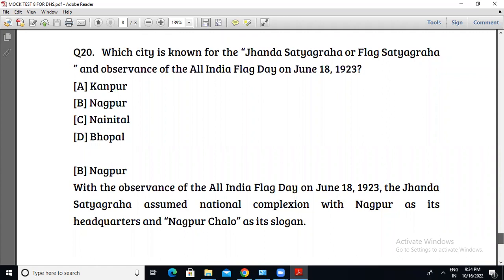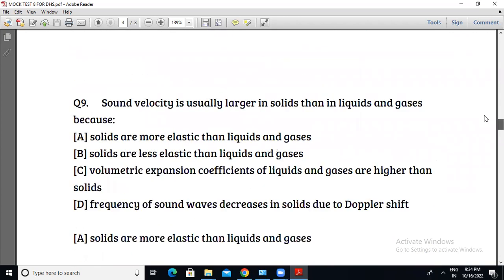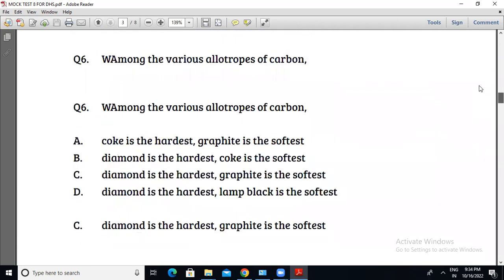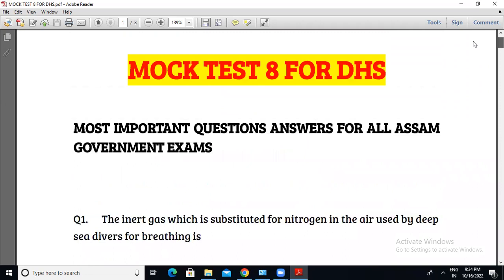So these are the questions for this mock test 8 of the upcoming examination. মনত ৰাখিব, এই questions খিনি আমাৰ অসমৰ বা ভাৰতৰ যিখিনি গভৰ্ণমেণ্ট এক্সামিনেশ্যন আছে তাৰ কাৰণেও ইম্পৰ্টেণ্ট.